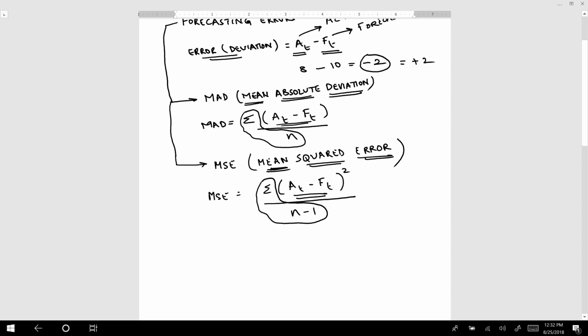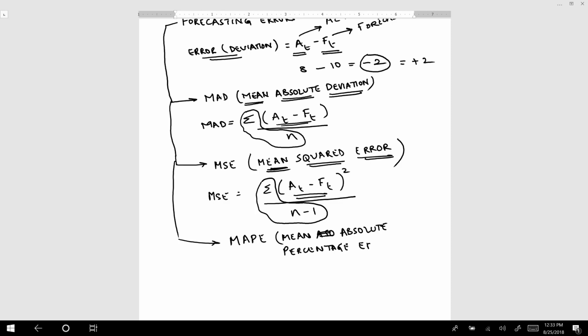And then finally we have MAPE, which is mean absolute percentage error. So again the name specifies you have error, you take the percentage of that error, and then you have an absolute error, and then you take a mean of that.